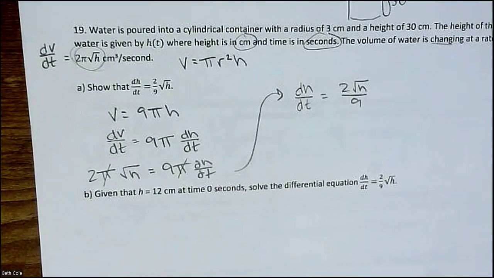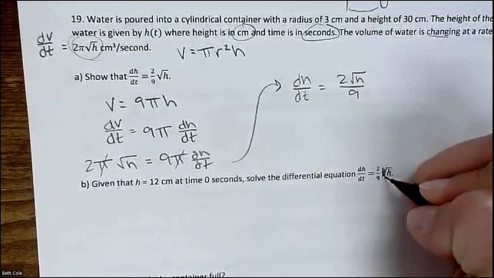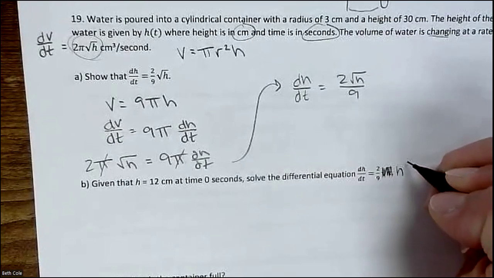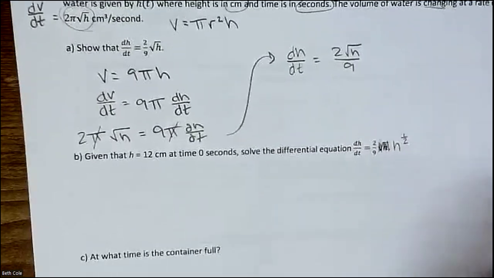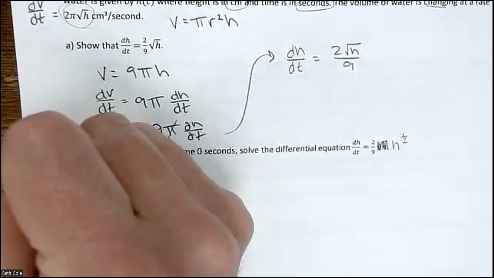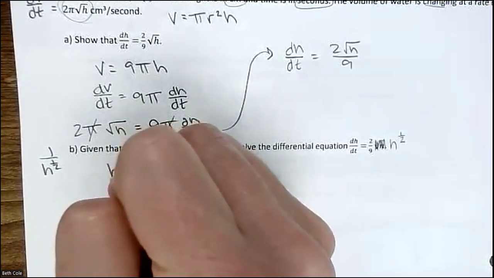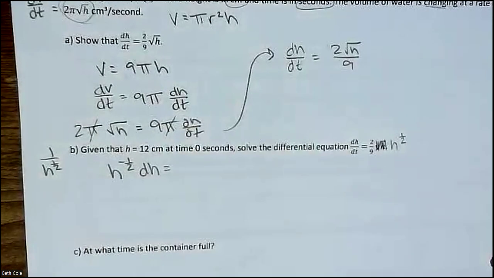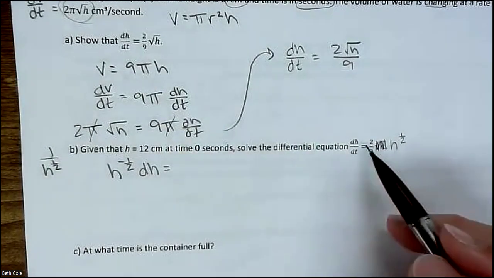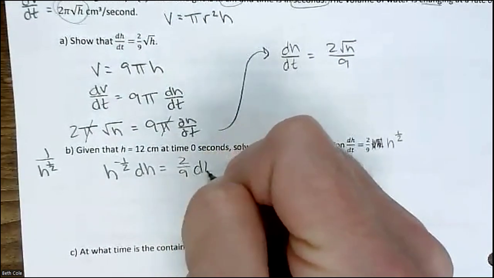All right, B, given that the height is height of the water, not the can, right? Given that the height of the water is 12 centimeters at time 0, solve the differential equation. I would rewrite this as h to the what? Square root is h to the, good, 1/2. Now, when you divide that over, here, don't write this, but it would look like this if you divided it over. So how should we write that? Yeah, negative 1/2 dH equals, and then what's still there that I didn't move? Yeah, 2/9 dt.